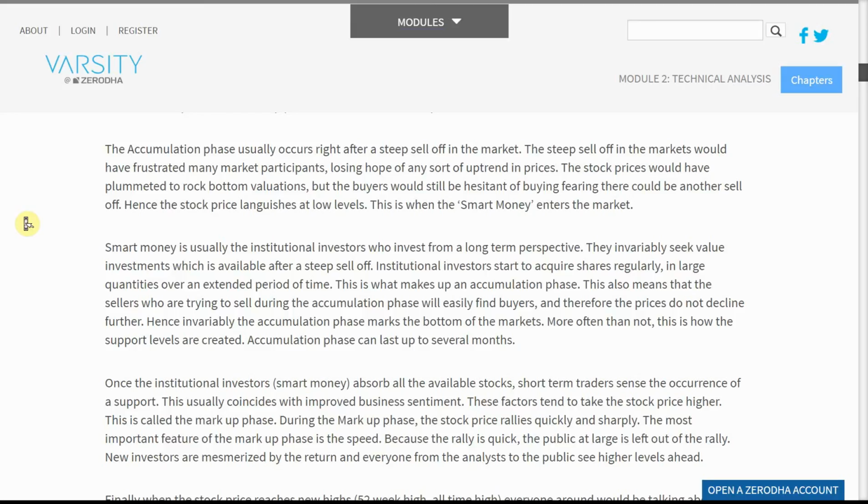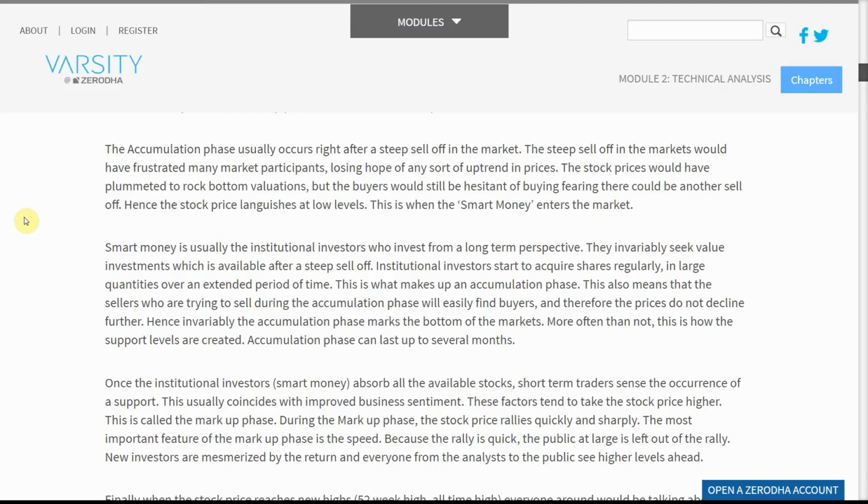This is when the smart money enters the market. Smart money is usually the institutional investors who invest from a long-term perspective. They invariably seek value investments, which is available after a steep sell-off. Institutional investors start to acquire shares regularly, in large quantities over an extended period of time. This is what makes up an accumulation phase.